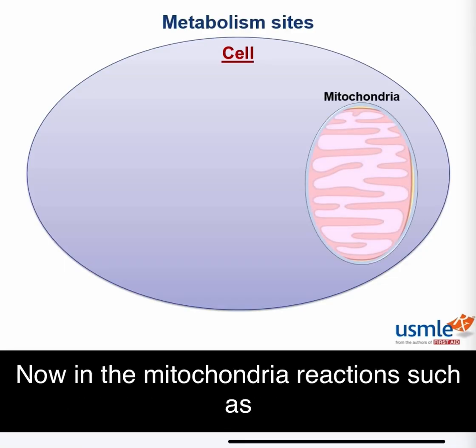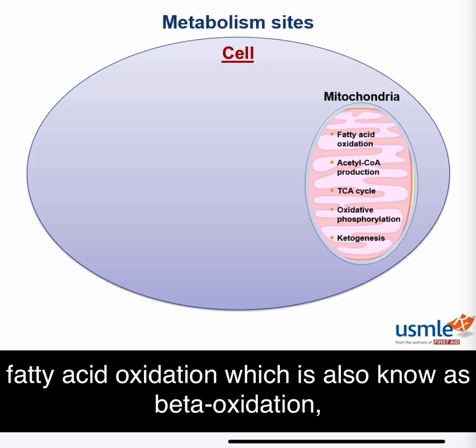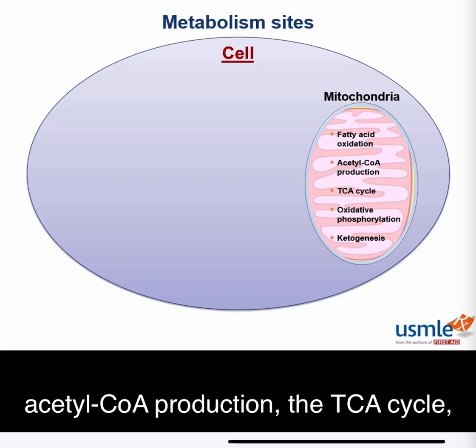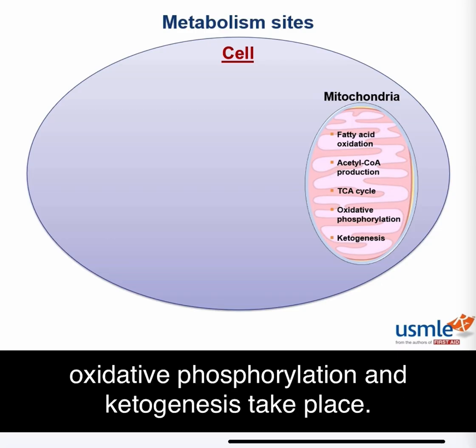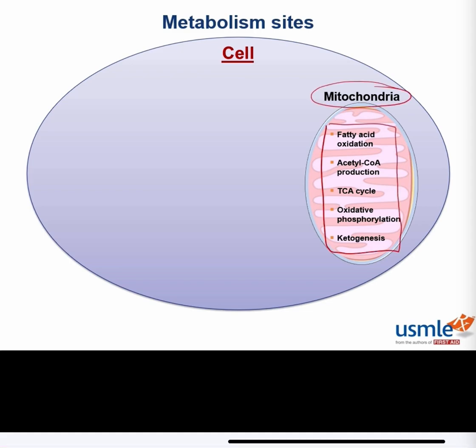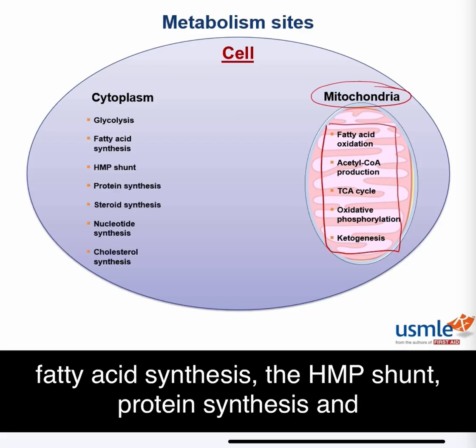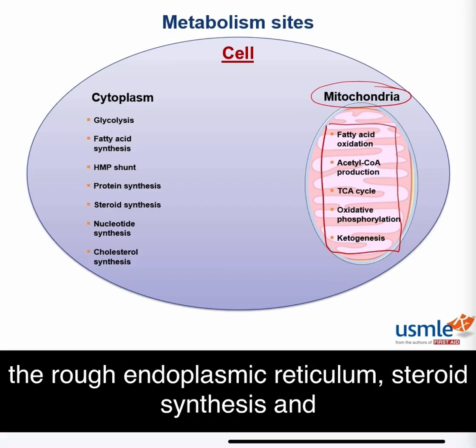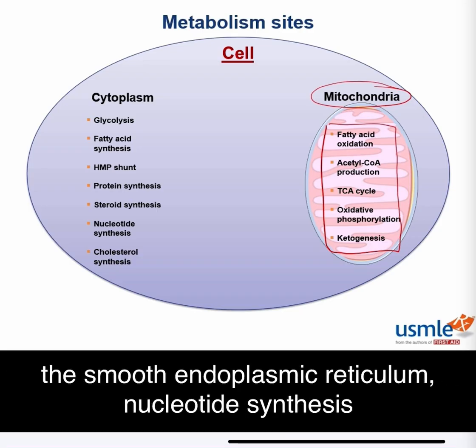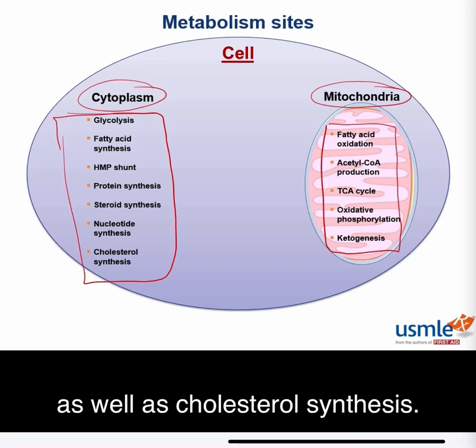Now in the mitochondria, reactions such as fatty acid oxidation, which is also known as beta oxidation, acetyl-CoA production, the TCA cycle, oxidative phosphorylation, and ketogenesis take place. And the cytoplasm plays host to reactions such as glycolysis, fatty acid synthesis, the HMP shunt, protein synthesis on the rough endoplasmic reticulum, steroid synthesis on the smooth endoplasmic reticulum, nucleotide synthesis, as well as cholesterol synthesis.